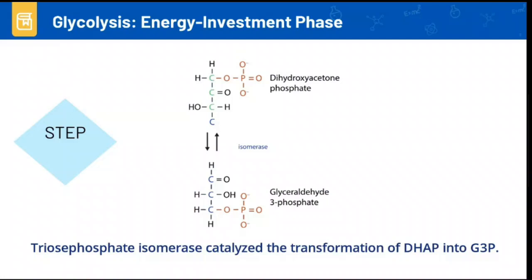Or your energy harvesting phase. So the energy investment phase of your glycolysis utilizes a total of two ATP molecules for every glucose molecule. Now the phosphate groups from ATP are transferred to glucose and fructose 6-phosphate. So phosphorylation of these molecules needs to happen to prevent them from leaving the cell.